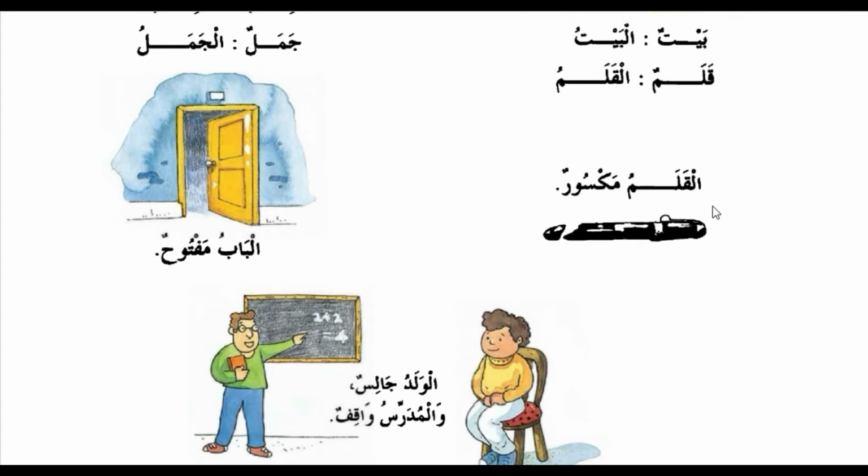Let's read these sentences and translate them. القلم مكسور, the pen is broken. الباب مفتوح, the door is open. الولد جالس, the boy is sitting. والمدرس واقف, and the teacher is standing.